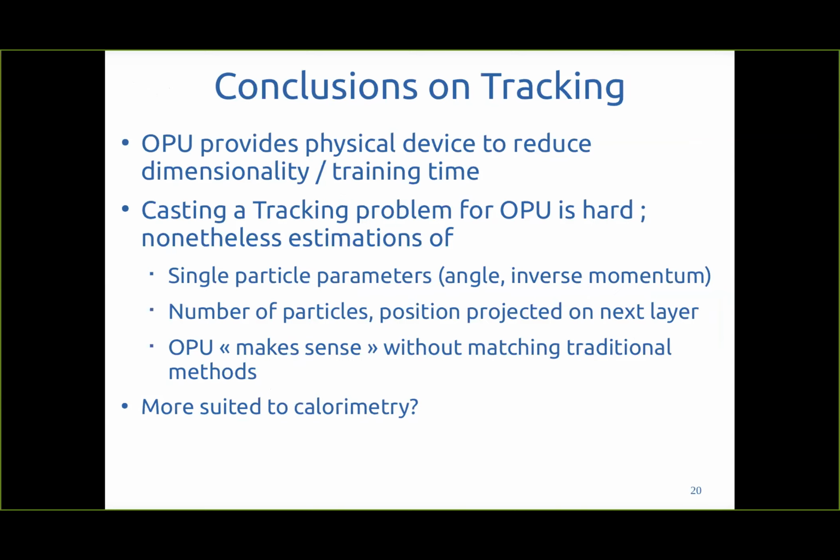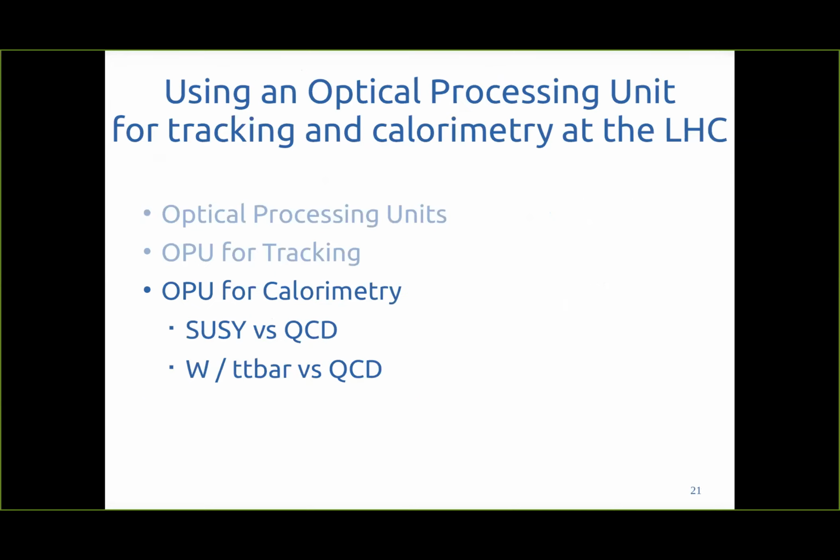We did it, and we could make some estimations of particle parameters for a single track, and even estimations of number of particles, position predicted on next layer for more tracks, which made sense. It makes sense, but it really doesn't match traditional methods, even for simple baseline algorithms. So the question we ask is, probably it's more suited to calorimetry, and we did more studies in calorimetry. I will present two of them.